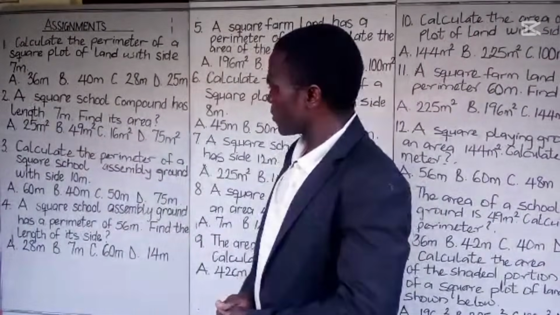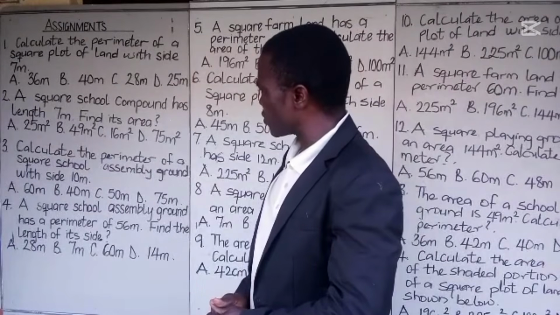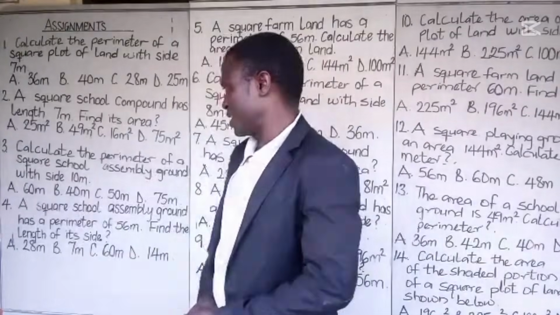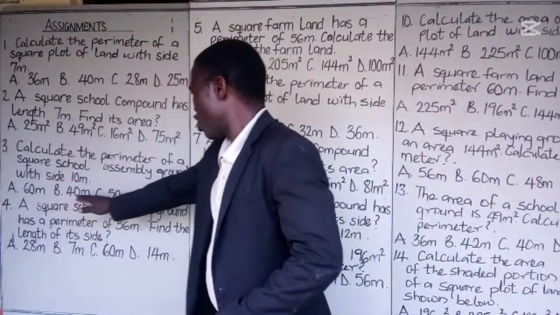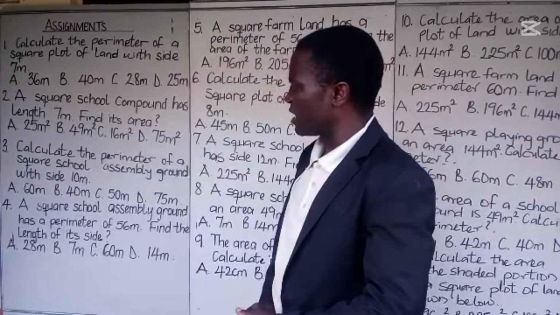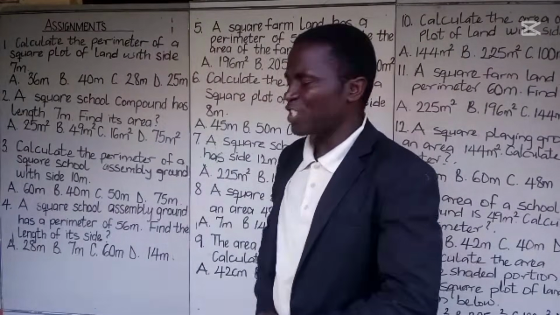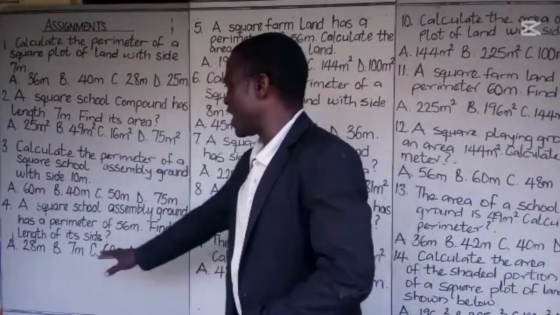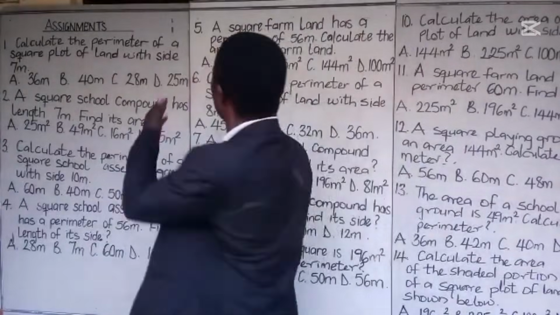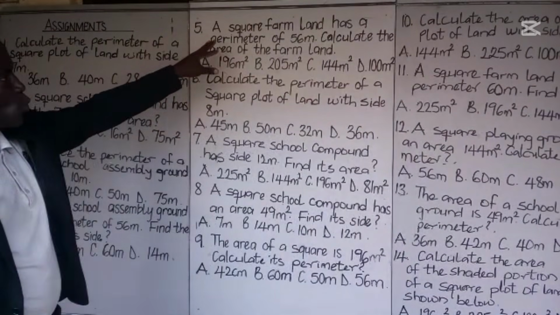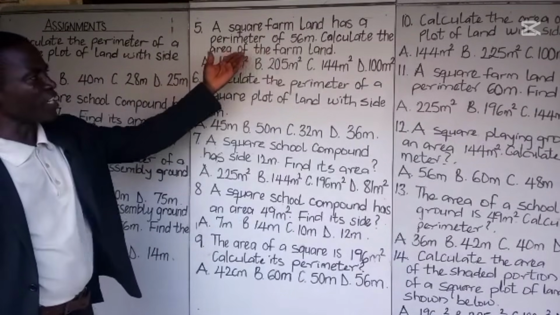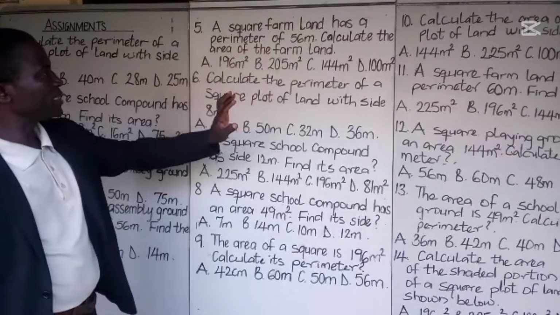Assignment 3: calculate the perimeter of a square school assembly ground with side 10 meters. Here are the options. Number 4: a square school assembly ground has a perimeter of 56 meters. Find the length of its side. This is assignment 4. Now assignment 5: a square farmland has a perimeter of 56 meters. Calculate the area of the farmland.